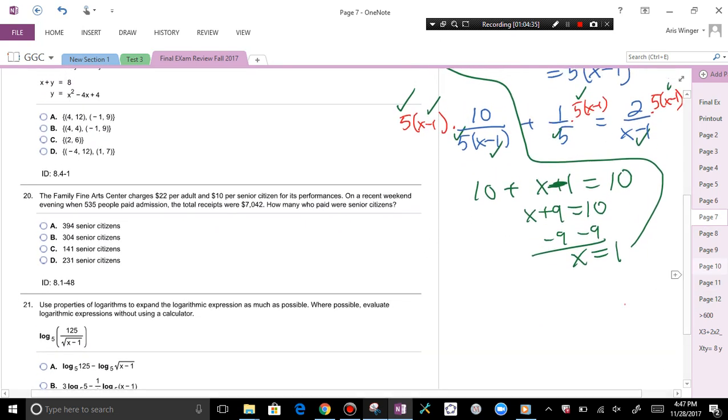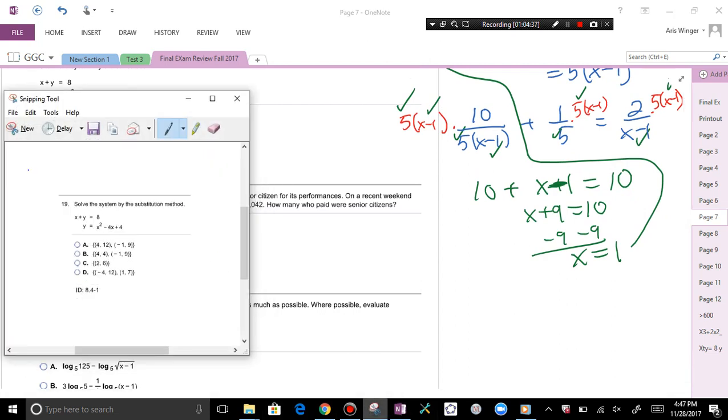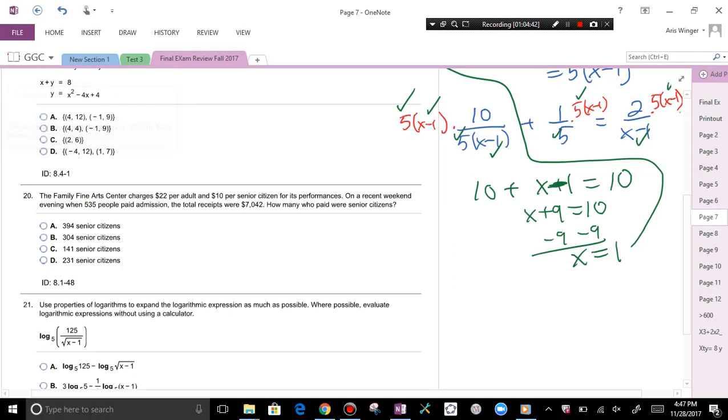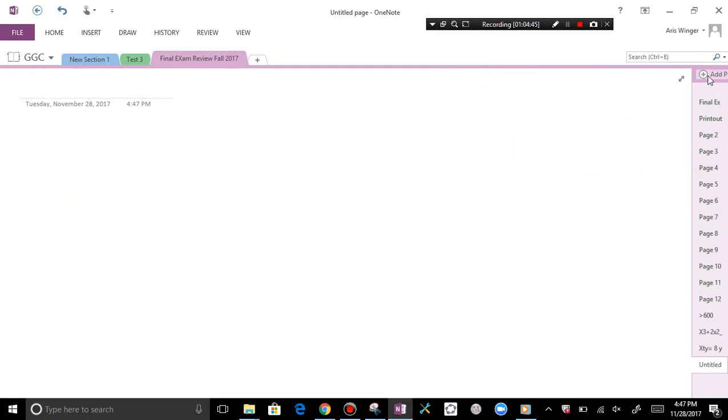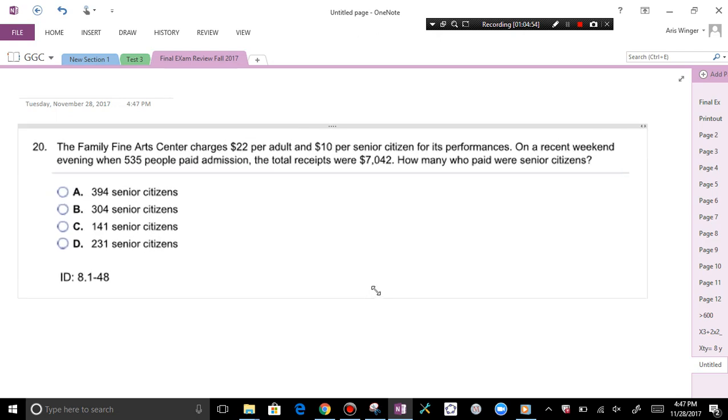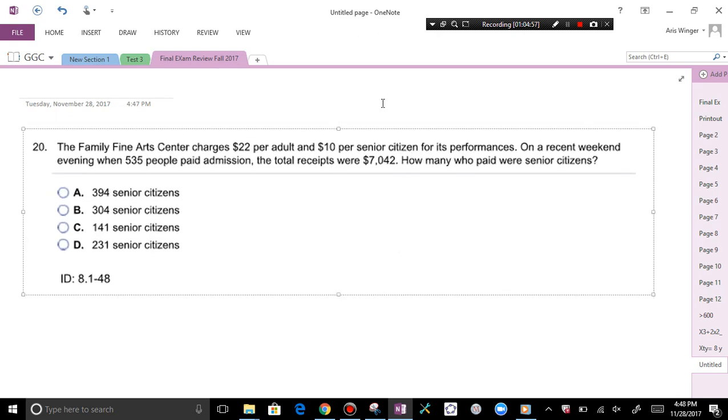Word problem. Using the substitution method. This problem is nearly word for word what you might see. The Family Fine Arts Center charges $22 per adult and $10 per senior citizen for its performances. On a weekend evening, when 535 people paid admission, the total receipts were $7,042.